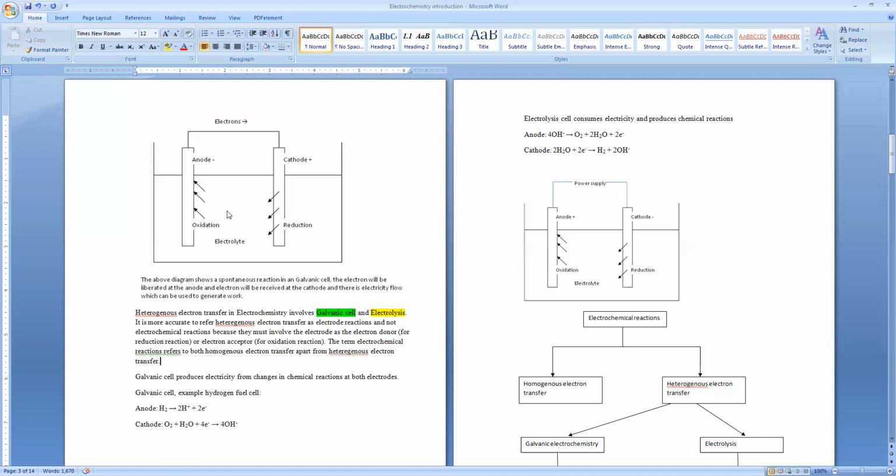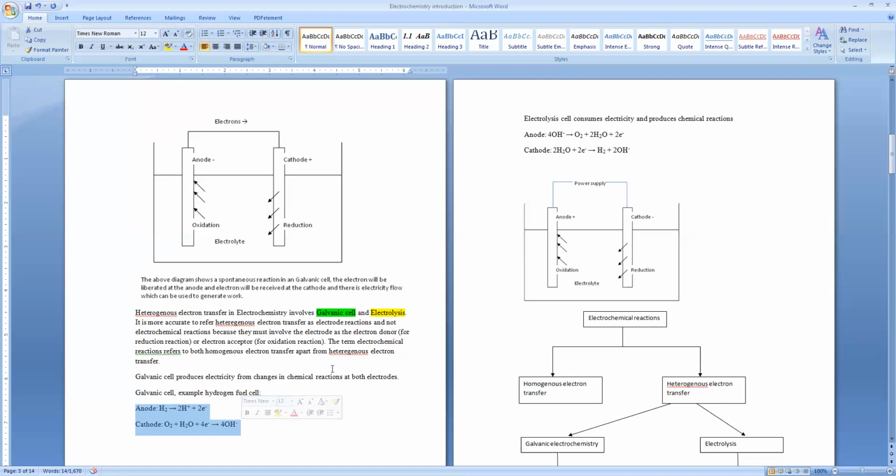Okay, so a galvanic cell can be a battery or a fuel cell. A galvanic cell produces electricity from the changes in the chemical reaction at both electrodes. For example, a hydrogen fuel cell. At the anode, you have hydrogen being oxidized to hydrogen ions and electrons, and at the cathode, you have the oxygen being reduced. So these two reactions happen in a fuel cell. These reactions are basically spontaneous, meaning they occur without any push or without any force.